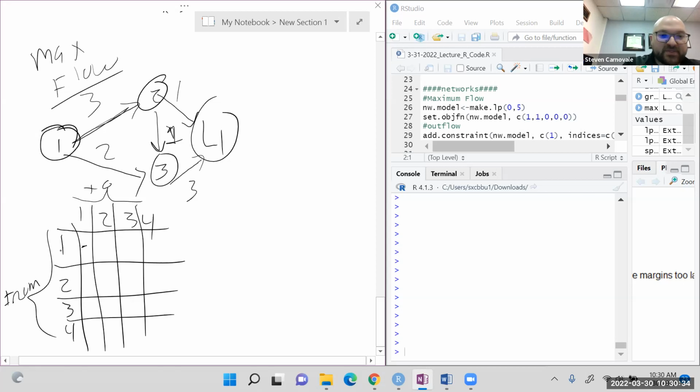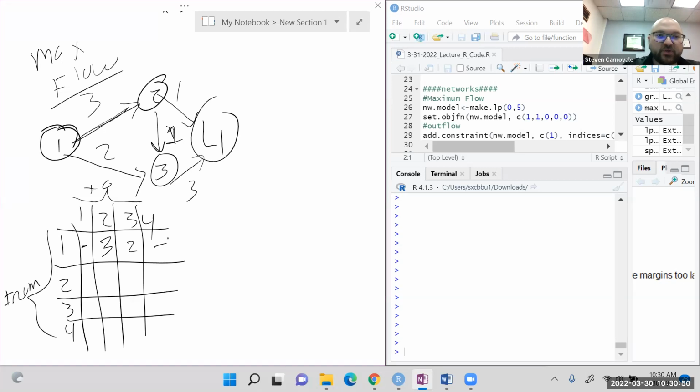In this case, do I have something from 1 to 2? Yes, and my capacity is 3. Do I have something from 1 to 3? Yes, and it's 2. Do I have something from 1 to 4? No. We're just going to put nothing there. In a matrix format, it would be represented as a 0.